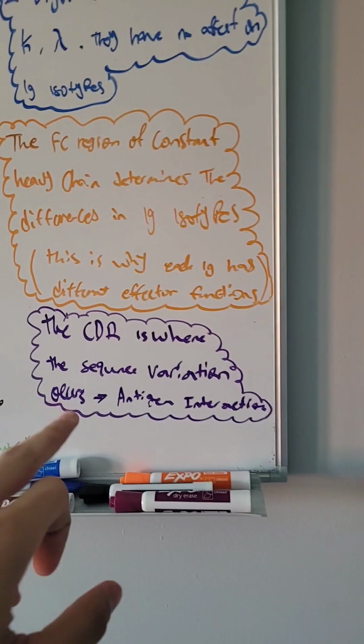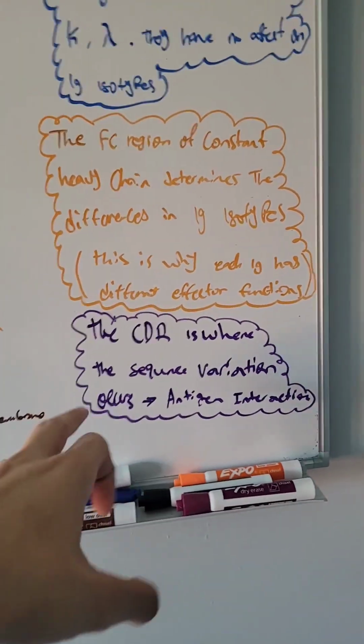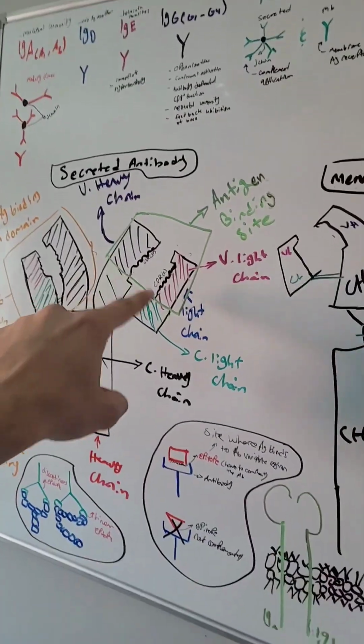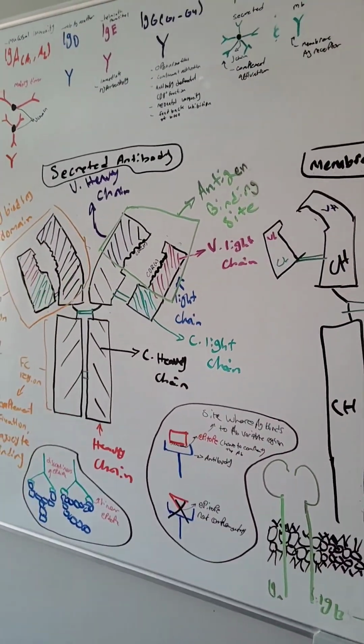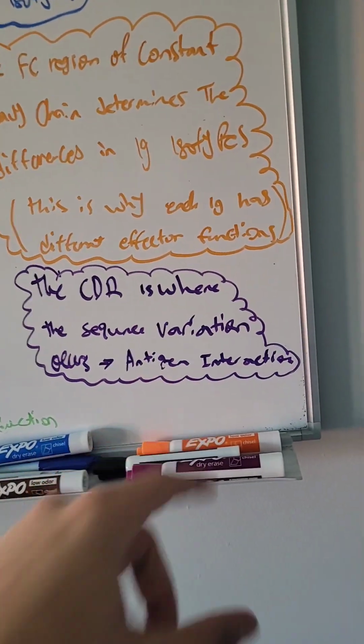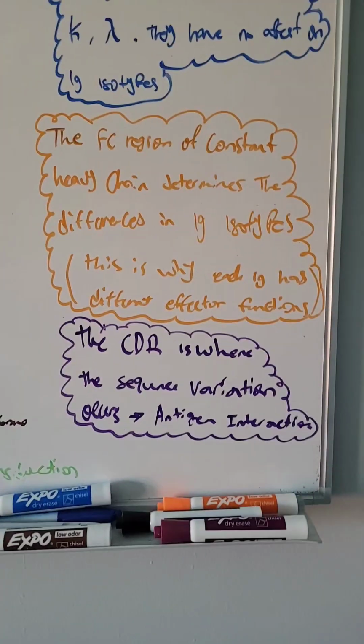Now, we talked about the complementarity determining regions. So let's come back here. The complementarity determining region is where the sequence variation occurs. So this is really where that specificity of the antibody is generated. Okay? And so that region is also where the antigen is going to interact with the antibody.